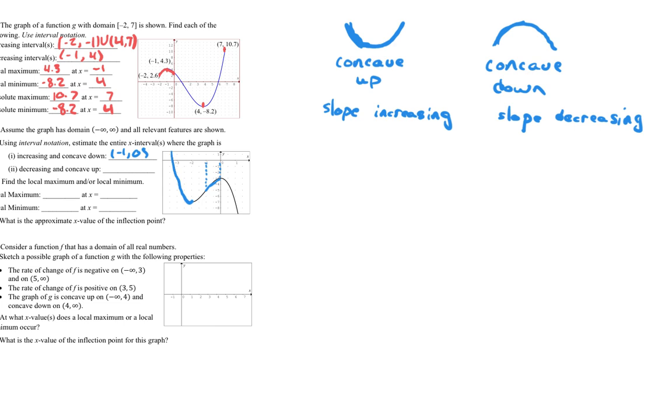And that is the only section that happens here. So we're going to say that goes from -infinity to -2. Okay, and for part B here, find the local maximum and or minimum.